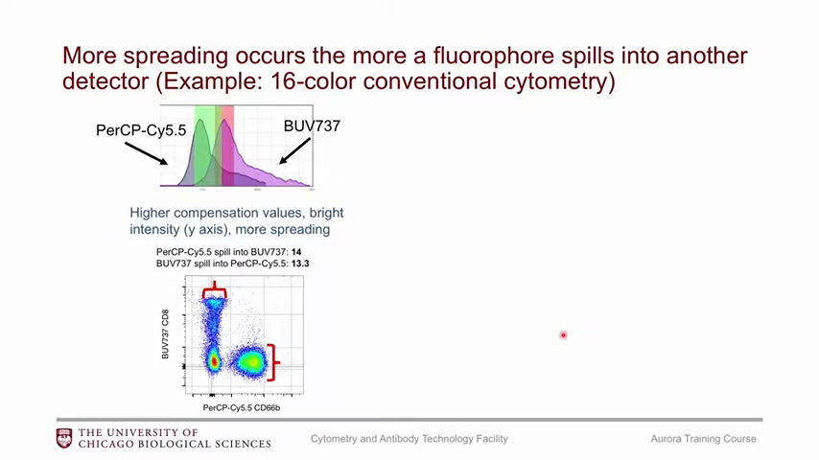So here is an example. Again, this was run on our X20 conventional flow cytometer. If we look at the spectra for PerCP-Cy5.5 and BUV737, you can see there's some overlap. They're pretty close to each other. We can look at the compensation values. This isn't exactly the most accurate way of measuring how these fluorophores spill into each other, but it kind of explains it. So they're fairly high compensation values, and then if we look at the two colors plotted against each other, we can see that there is some spreading of the population. So they're a bit on the wide side.